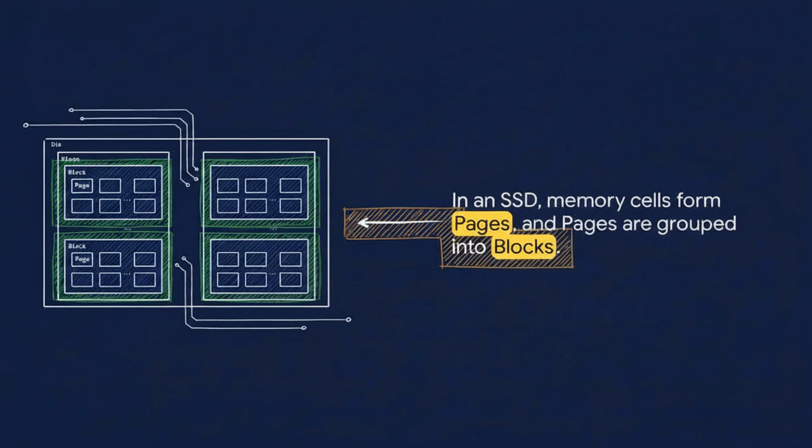Now, they seem like they're from different planets, right? Mechanical versus electronic. But here's the thing. They both share a fundamental principle that changes absolutely everything for software. Inside an SSD, those little memory cells are organized into groups called pages. And then those pages are grouped into even bigger chunks called blocks. You can't just reach in and read or write a single byte of data. The hardware forces you to work with these fixed-size chunks.